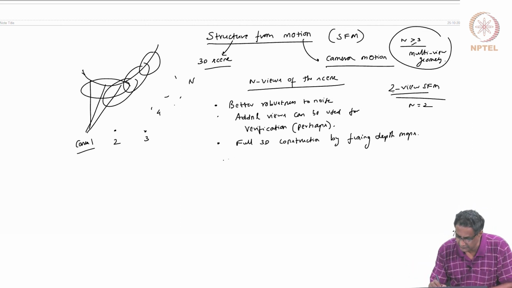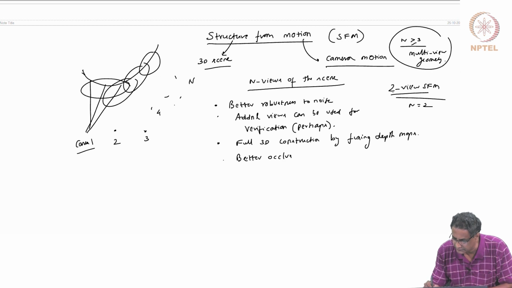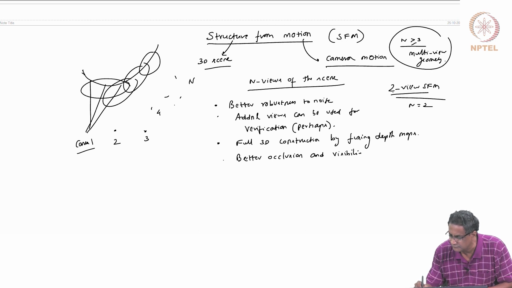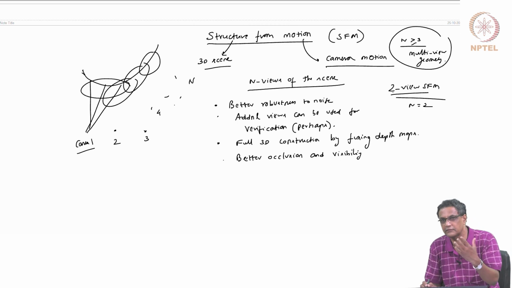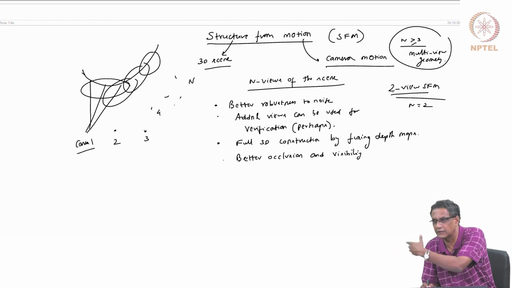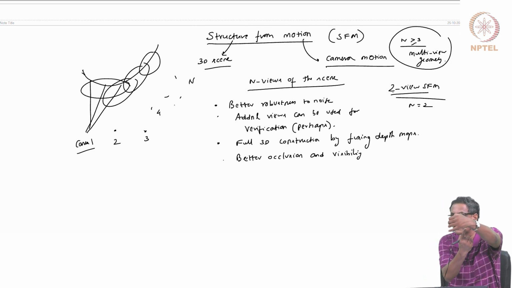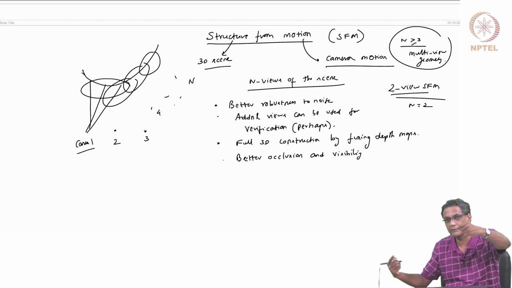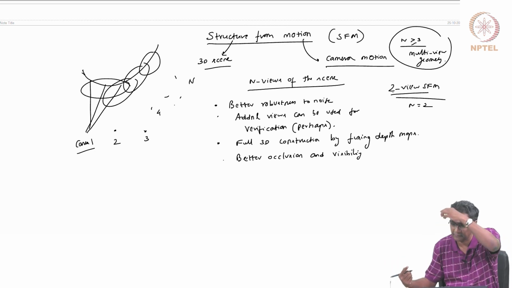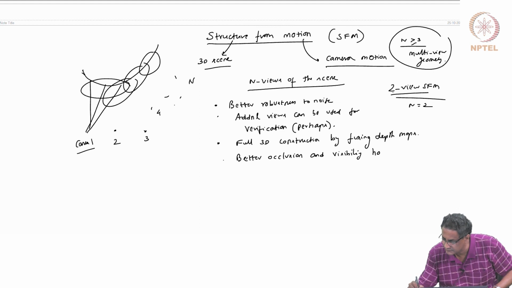Then better occlusion and visibility handling. What this means is that if something is not visible from some viewpoint, perhaps that point reveals itself when you go to another viewpoint, and therefore you know that such a point exists. So from one view, you may not be able to see because something in the front is blocking it, whereas when you see it from here, then you know that there is a point there. So better occlusion and visibility handling. So all these are there.